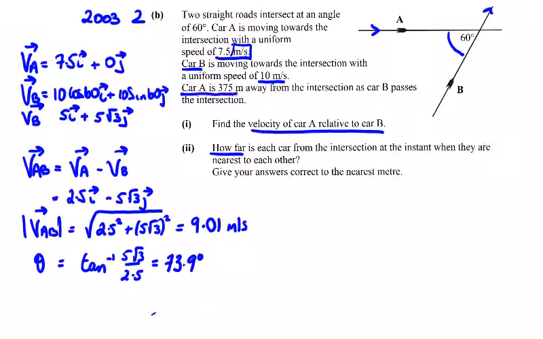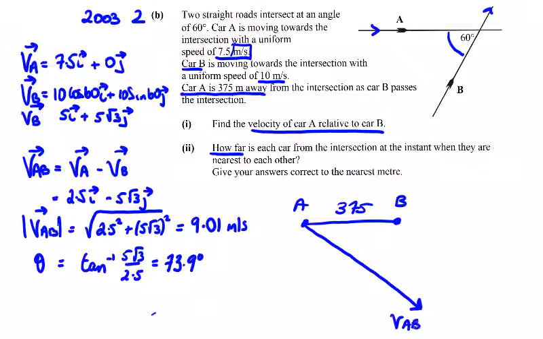Car A is 375 away from the junction when B gets there. So we have A, B, 375. We have the velocity of A relative to B is positive, negative, so it's down in this direction. And this will be the shortest distance between them. We're asked how far is each car from the intersection at the instant when they're nearest each other. So we need to find out the instant they're nearest each other. We'll be able to find out this distance here.